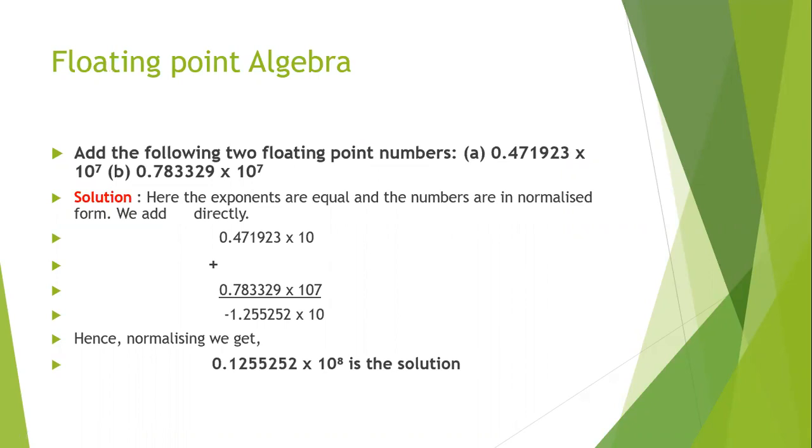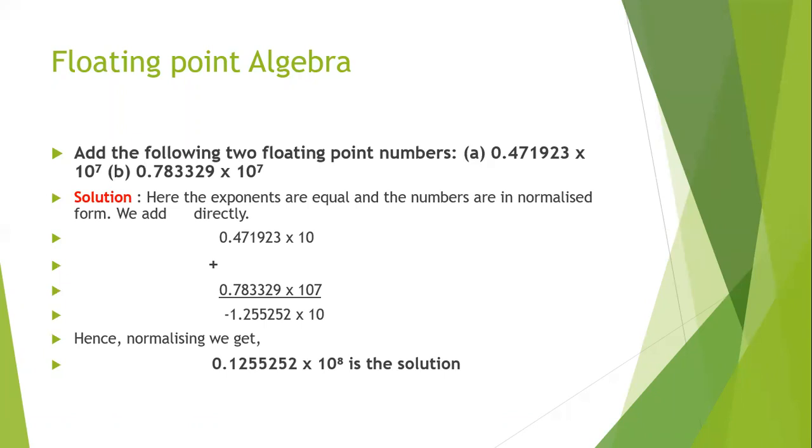In the previous video, we already studied the normalized floating point form. What is the normalized floating point form? When there is no number to the left of the decimal point, then the number is called normalized floating point form.